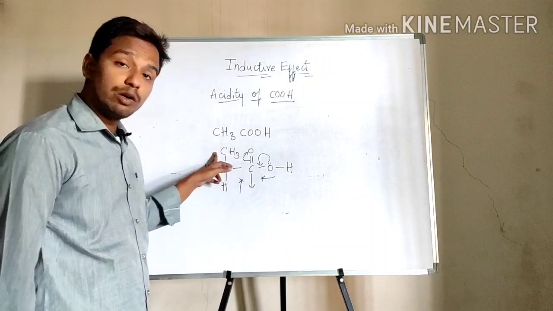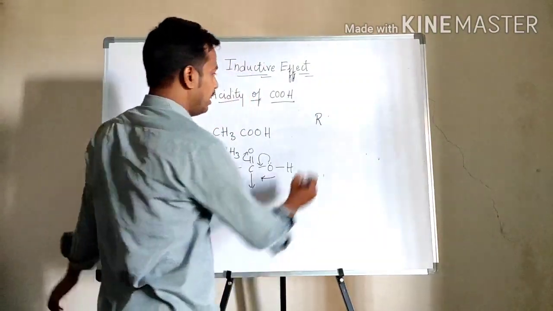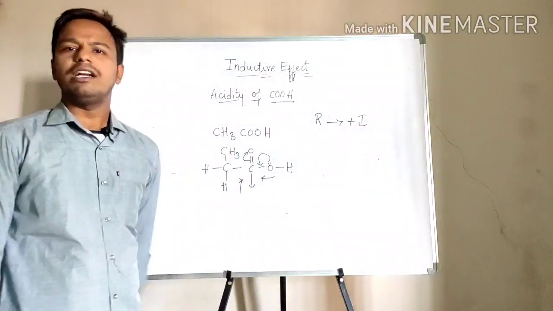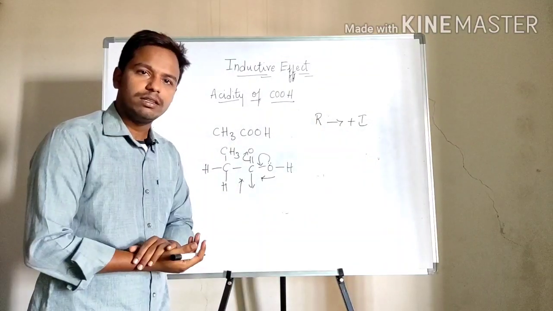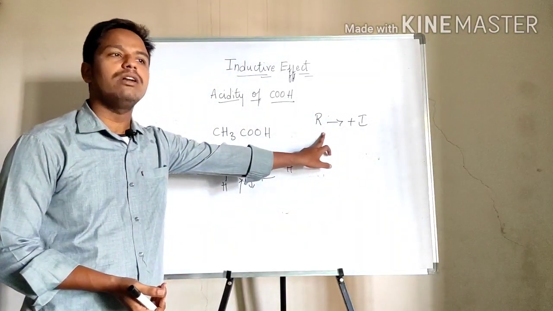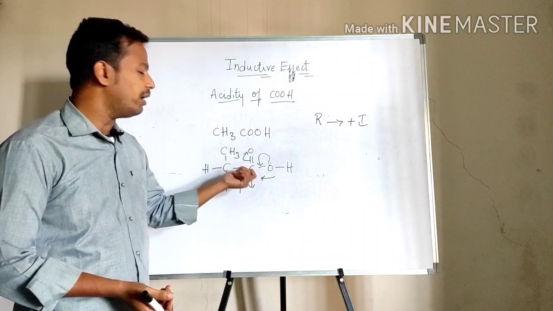So this methyl group is there, right? I told you, methyl group or alkyl group has the positive inductive effect. Positive inductive effect means it will donate electrons. Donate electrons to what? Electron deficient species. That alkyl group will donate electrons or compensate the loss of this carbon atom.